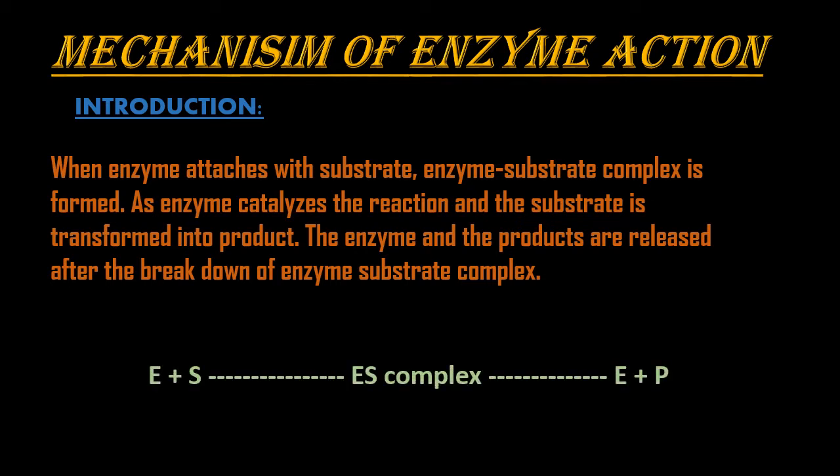Here E represents enzyme, S is substrate. When the enzyme attaches with the substrate, the enzyme substrate complex is formed. Enzymes help to speed up the reaction. And finally, the substrate is transformed into the product. Clear, student?